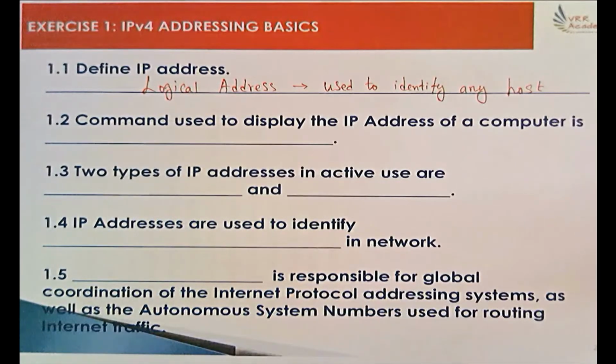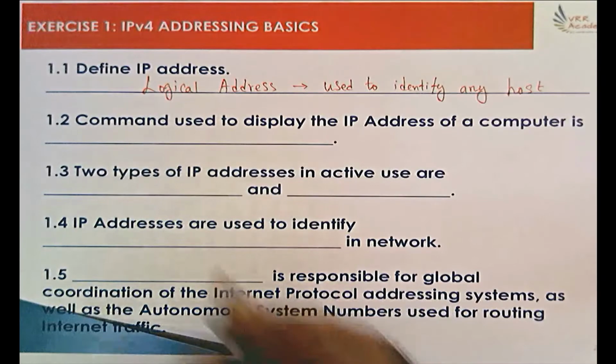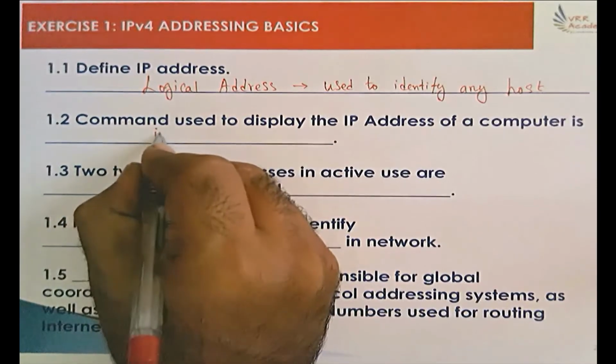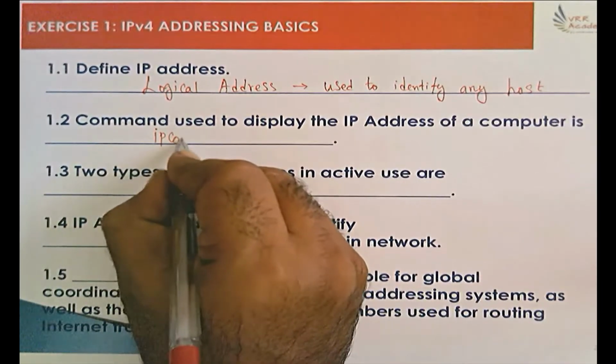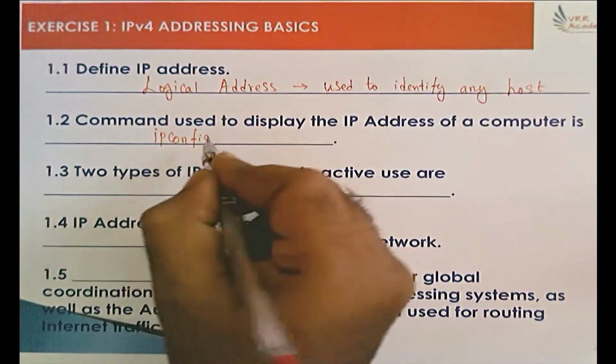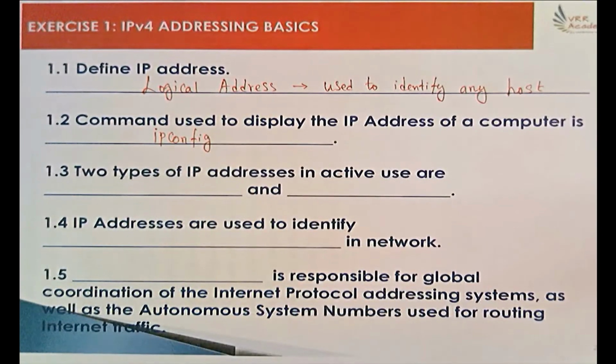The second question is: command used to display the IP address of a computer. So what is the command? The command is ipconfig. ipconfig is a command which is used to display the IP address of a computer.